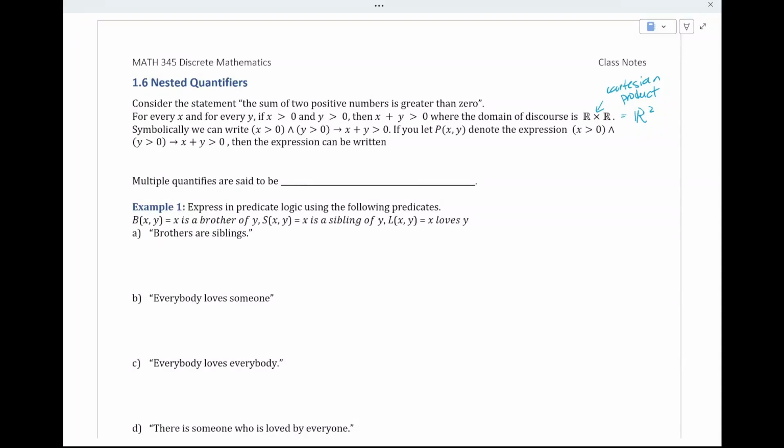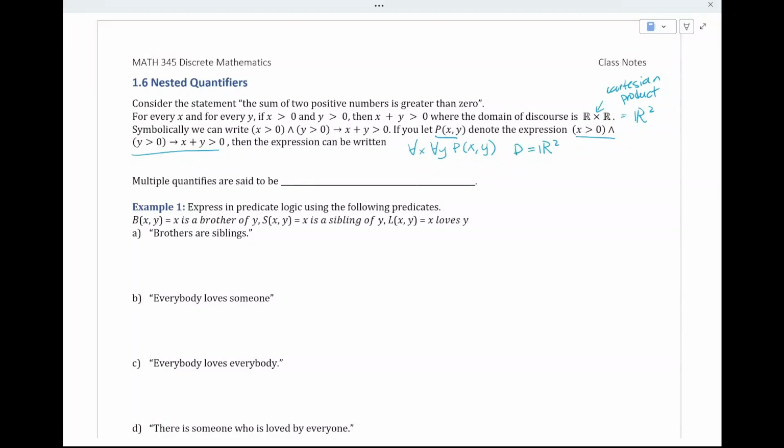Using even more symbols, we can write x is greater than 0 and y is greater than 0 implies x plus y is greater than 0. Let's let P of x, y denote that thing that I just said. Then we can write the expression as for all x and all y, P of x, y. So for every x and every y, this statement is true: if x is greater than 0 and y is greater than 0, then x plus y is greater than 0. Our domain of discourse is R squared.